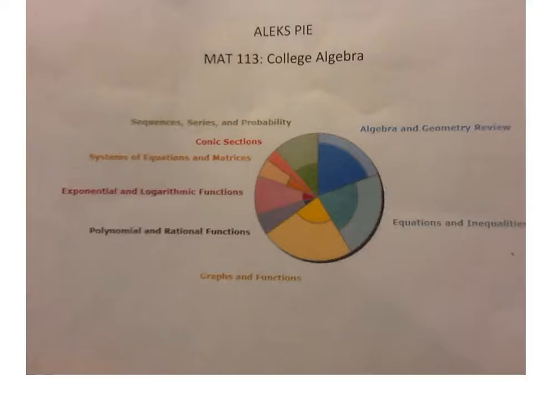Look at the pie in your particular ALEKS course. For each section of the pie, you will need to create a label. For example, we have this college algebra pie. A student would need to create a label for algebra and geometry review, equations and inequalities, graphs and functions, and so forth. Again, you will need to look at your particular pie in your course to see what the title of the sections are.